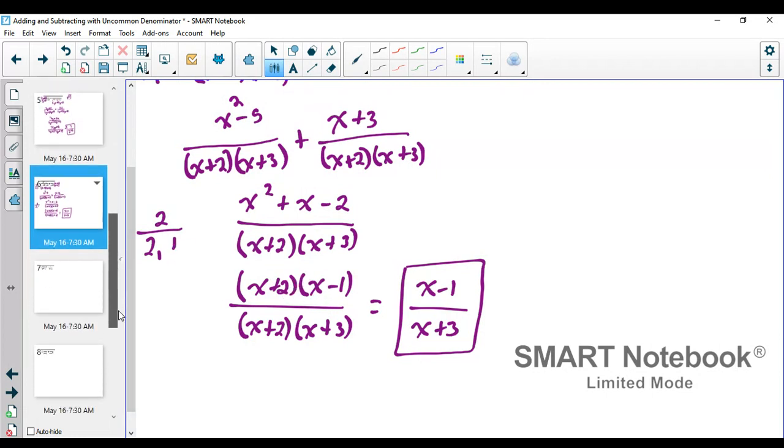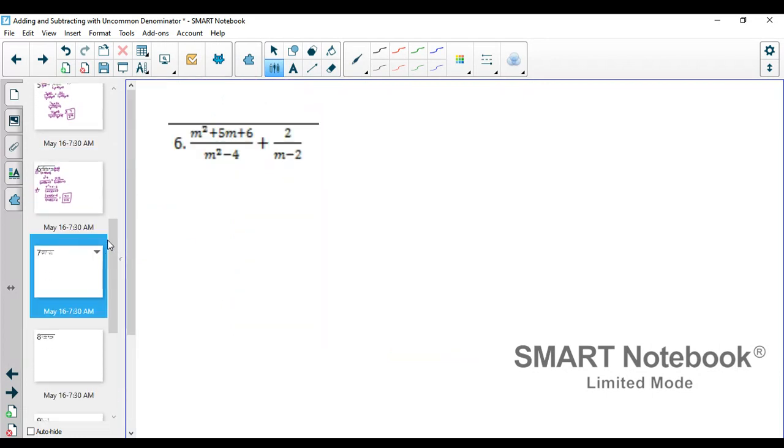All right, our next problem. We have m squared plus 5m plus 6 over m squared minus 4 plus 2 over m minus 2. So go ahead and factor this denominator first. It's the difference of two squares. So to factor the difference of two squares, it's just the square root of each term. So we have m and 2 and m and 2, and then one is plus and one is minus.